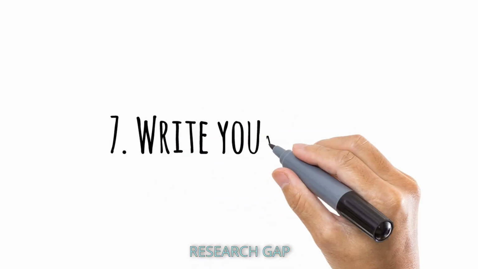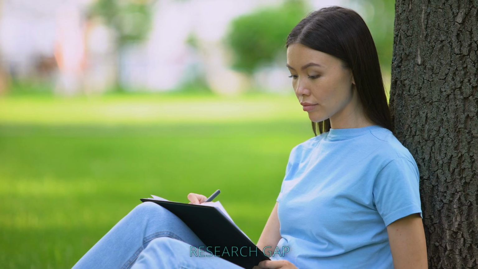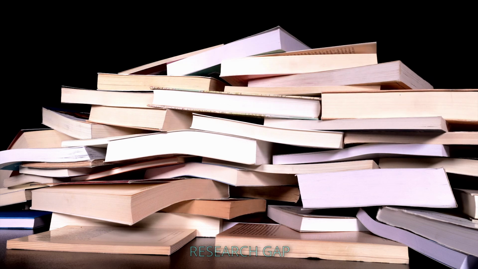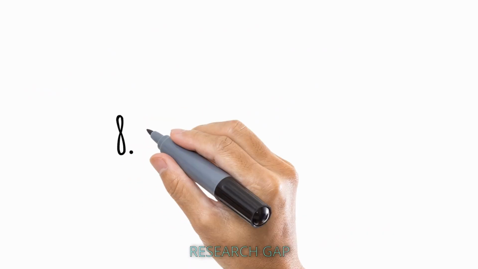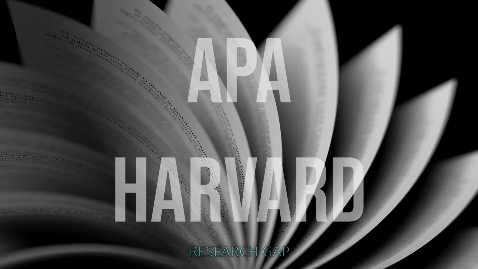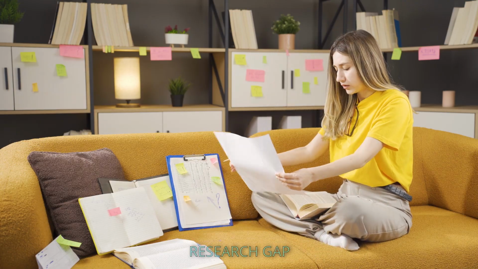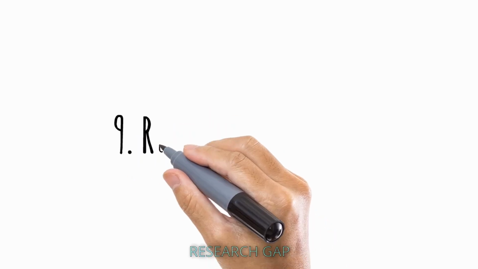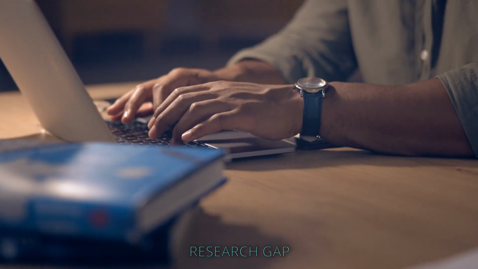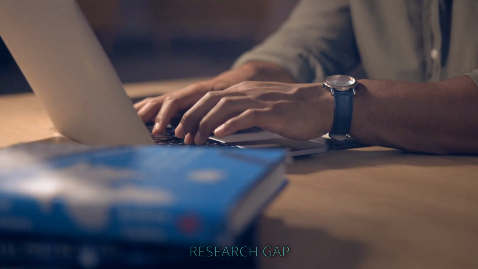7. Write your review. Structure your review with an introduction that defines the topic and its importance, a body that presents the synthesized literature, and a conclusion that summarizes the key findings and discusses implications for future research. 8. Cite sources. Use a consistent citation style, e.g., APA, Harvard, to attribute ideas and findings to their original sources. Keep track of all references and make sure your citations are accurate. 9. Revise and refine. After drafting your literature review, revise it for clarity, coherence, and logical flow. Ensure that your arguments are well supported by evidence from the literature.